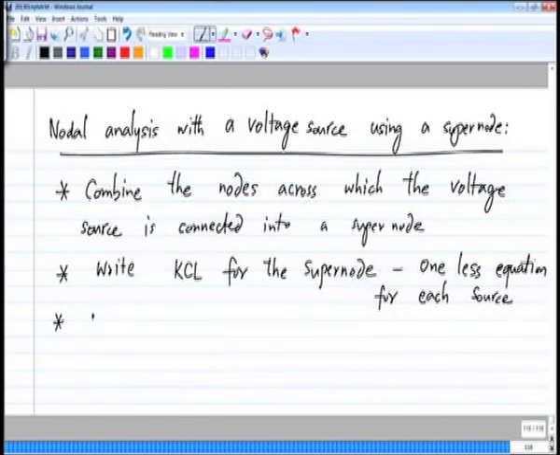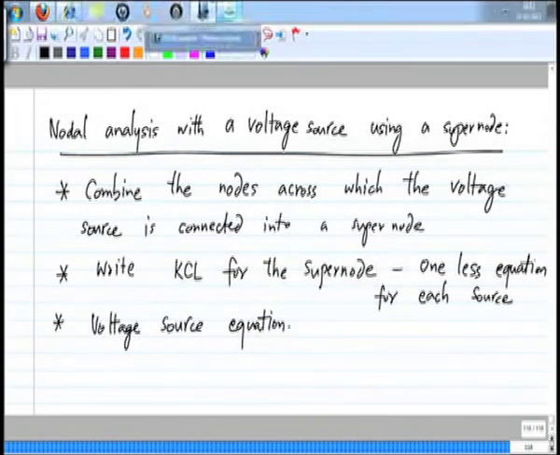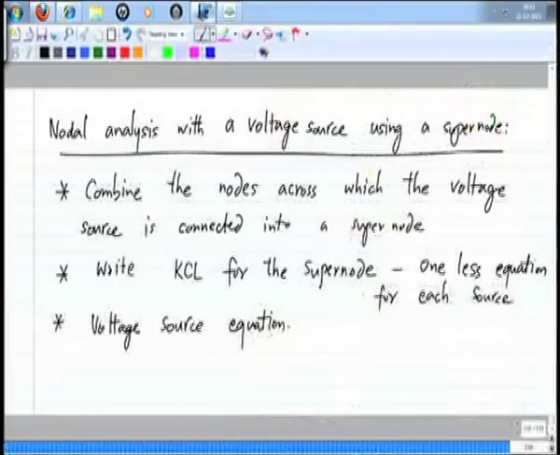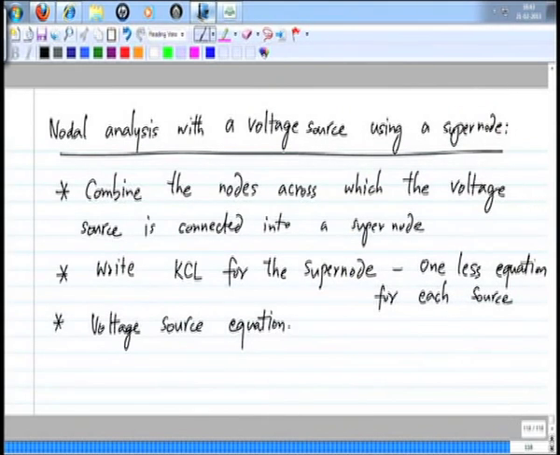And finally, you have the voltage source equation. Okay. So then you can again invert the matrix and get the result. Okay. Now when I say invert the matrix, that's how you would set it up and solve on a computer.